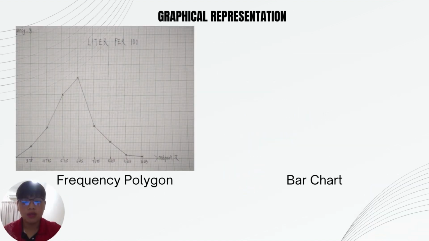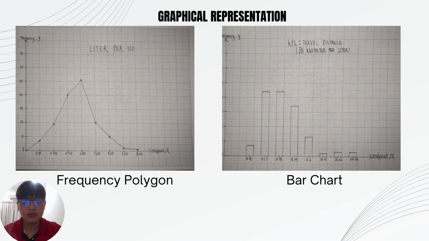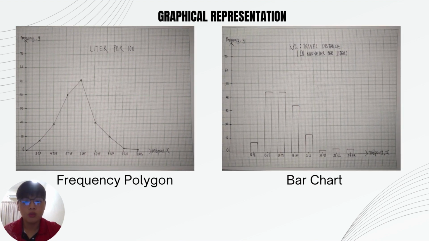Okay, now I will continue to present the graphical representations part of our assignment. We use two types of graph in this part. The first type of graph is frequency polygons. The second type is bar charts. Both of the graphs use the midpoint on the x-axis and frequencies on the y-axis.